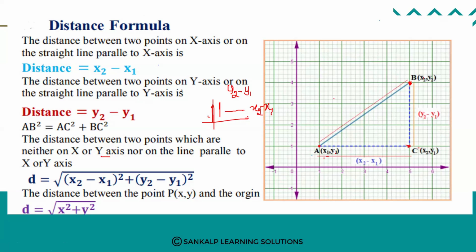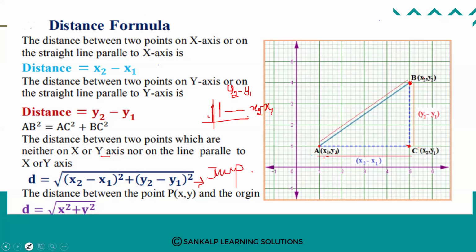So if we want to find out the distance between these 2 points, then we can use the distance formula, that is d is equal to square root of x2 minus x1 whole square plus y2 minus y1 whole square. This is the distance formula and it is a very, very important formula.